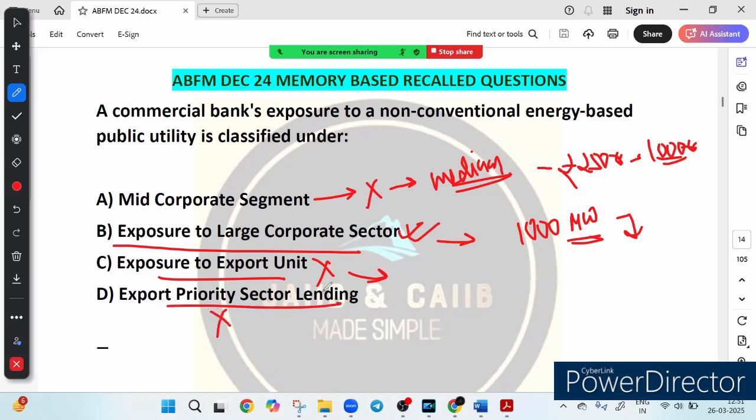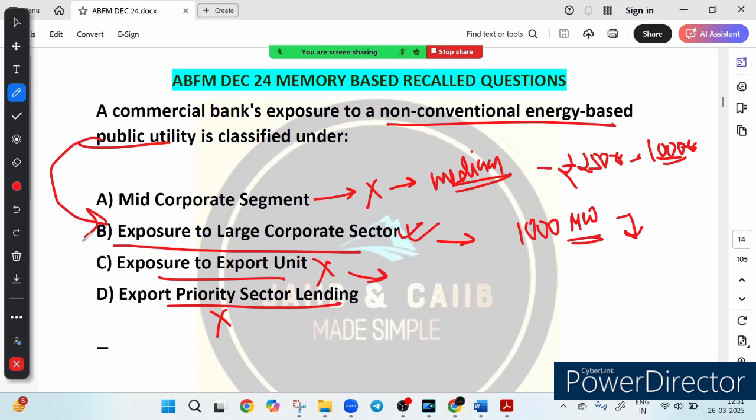Option D, export priority sector lending. Basically, priority sector lending is a government initiative where banks must lend a portion of their funds to specific sectors like agriculture, MSME, and export. For example, if a bank gives a loan to a small exporter selling eco-friendly solar lamps abroad, it may come under export PSL. Non-conventional energy public utilities are large exposure projects. So what we learned from this discussion is that this kind of non-conventional energy-based public utility comes under the large corporate sector. That's the correct answer.